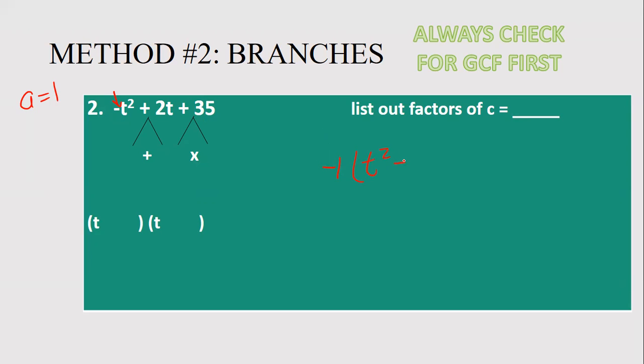And when we factor out that negative 1, it's going to change the signs of the other two additives.